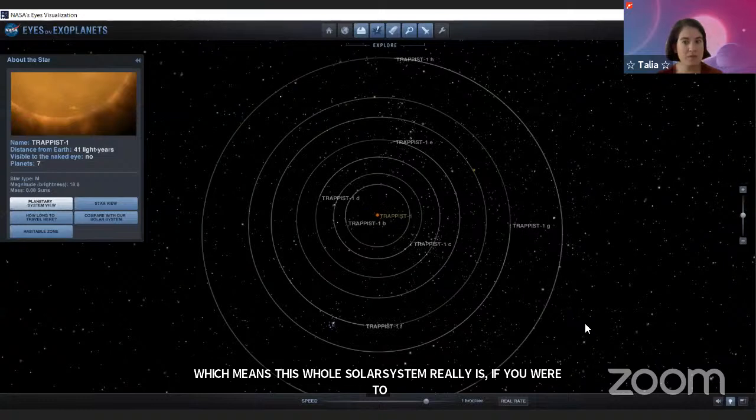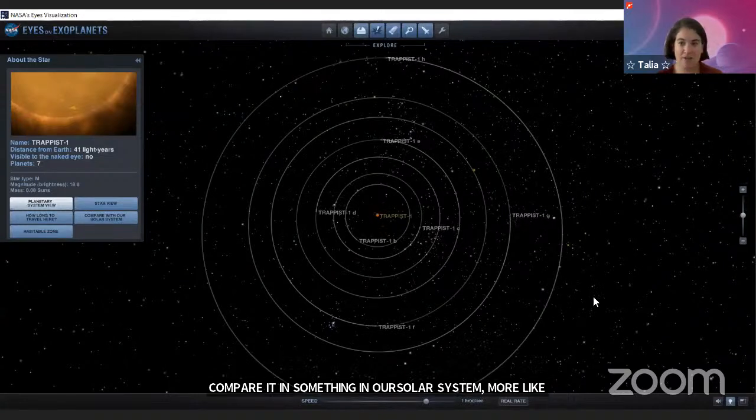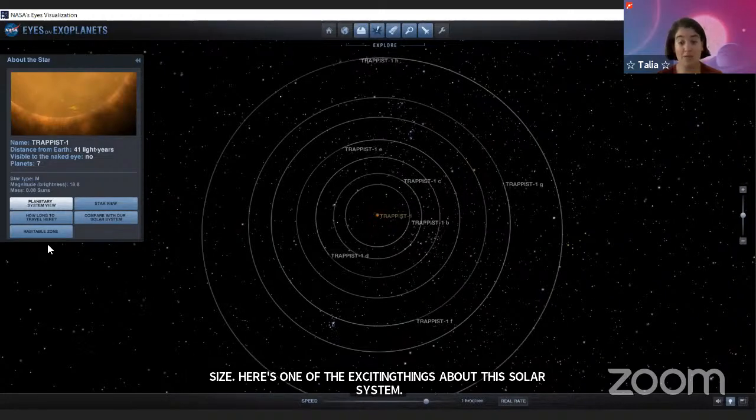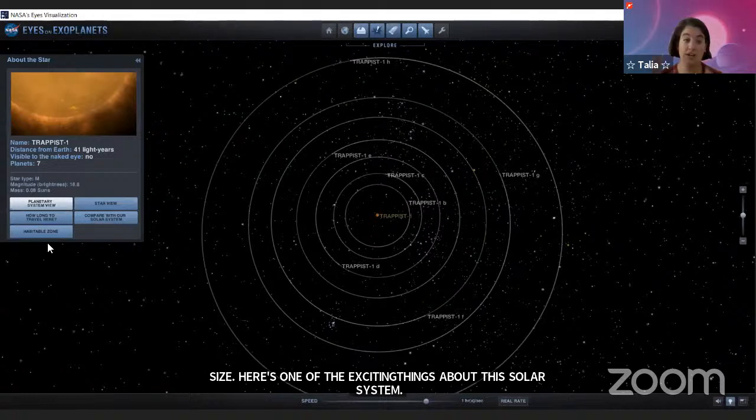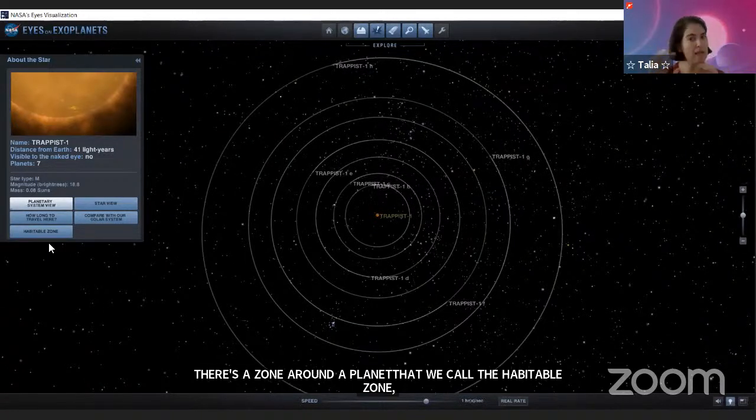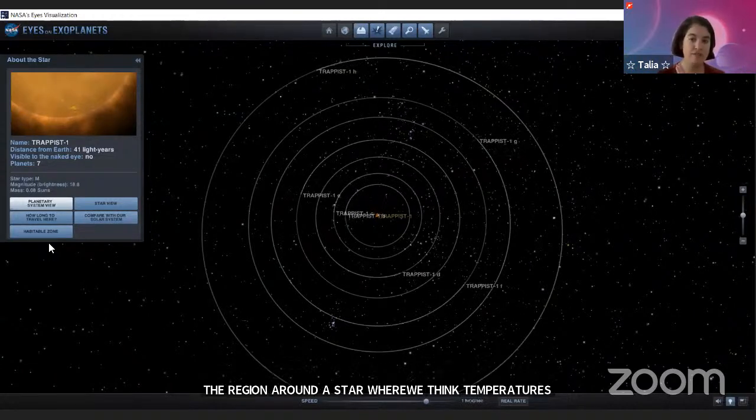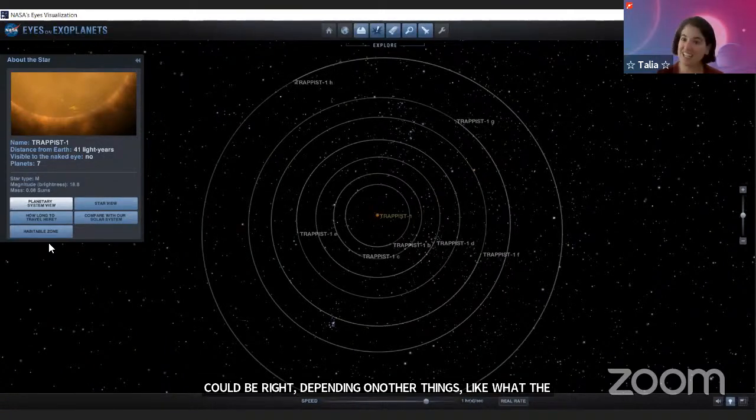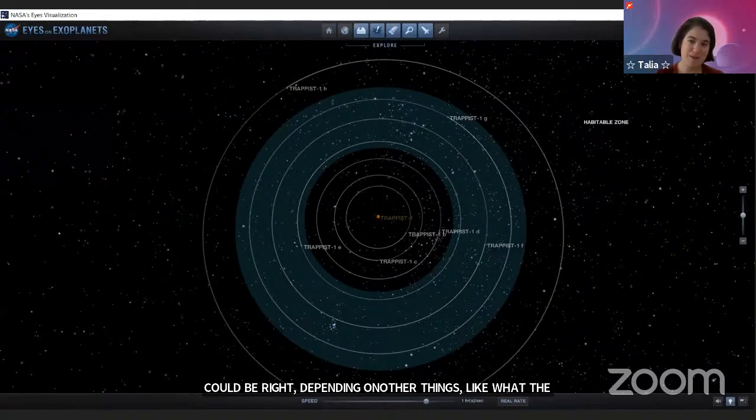But here's one of the really exciting things about this solar system. There's a zone around a planet that we call the habitable zone. It's the region around a planet or around a star where we think temperatures could be right, depending on other things like what the atmosphere is made of. Temperatures could be right for liquid water to exist on the surface, which is necessary for life as we know it. Katie, can you turn the habitable zone on for TRAPPIST-1?